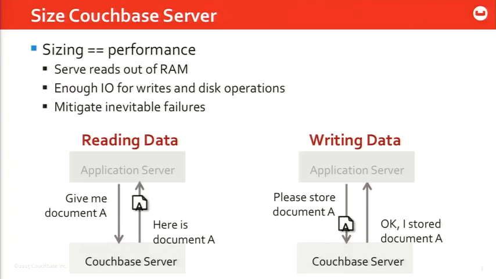So, sizing a Couchbase cluster. Sizing is really the biggest factor in terms of the performance that you're going to get. It used to be the biggest factor in terms of stability as well, but we've fixed a lot of those bugs, so now it's really just about performance. You want to focus on serving as many reads as possible out of RAM. And you want to make sure that you have enough disk I/O and network I/O for the writes and many other operations that are going to contend for and consume that I/O. Another really important part that sometimes gets lost is having enough nodes and sizing properly to mitigate the inevitable failures that a system is going to have, be it hardware, software, or network.